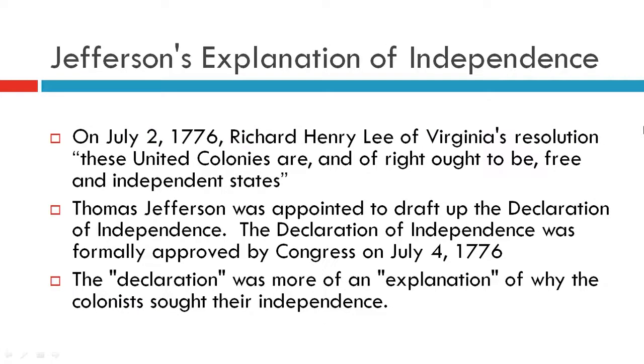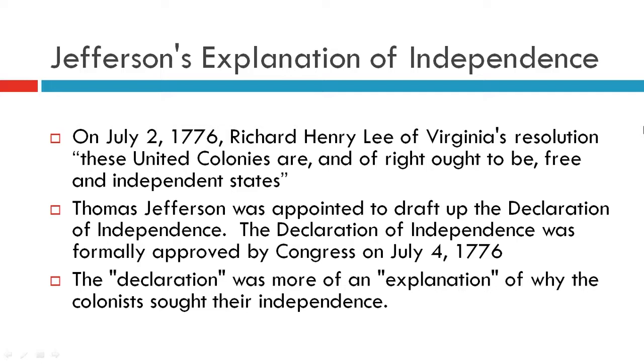I realize there's a lot on this slide, and I apologize for that, but there's quite a lot to say. First of all, on July 2nd, a resolution put forth by Richard Henry Lee of Virginia was passed, and it stated that these united colonies are, and of right ought to be, free and independent states. Again, calling upon sort of natural rights as well as common sense. The idea that an island should not rule a continent is something that Paine discussed for sure back in January.